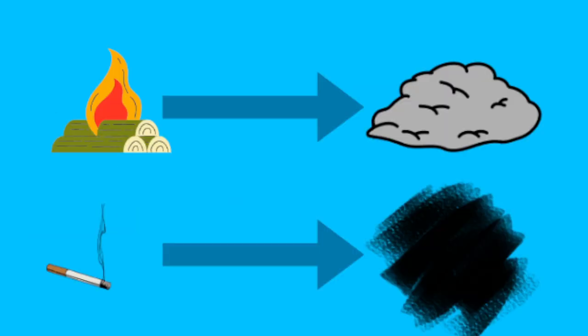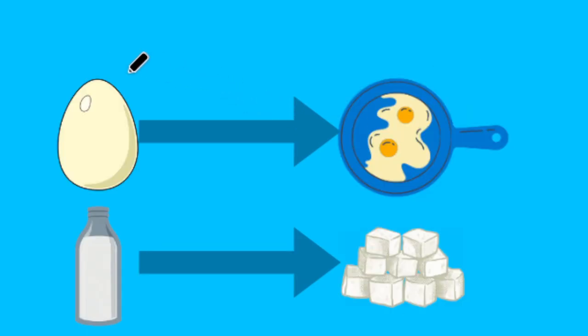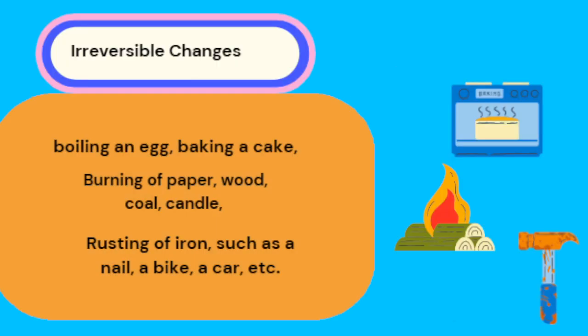Here are some other common examples. When we burn wood or a cigarette, we get smoke. Next, when we cook a raw egg, we get a cooked egg, and with the help of milk we get paneer. So all these reactions are included in chemical changes.